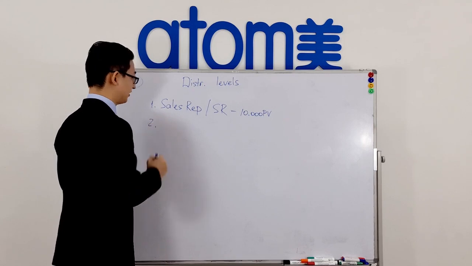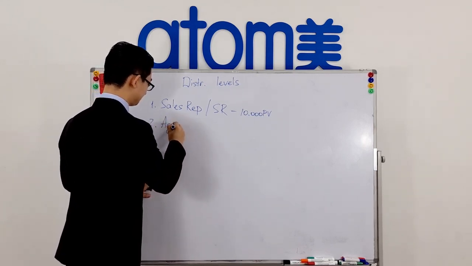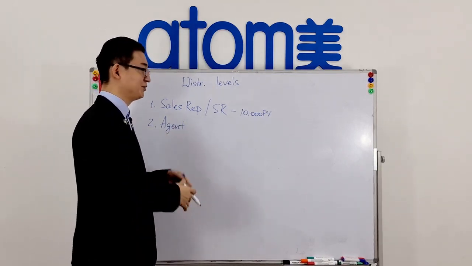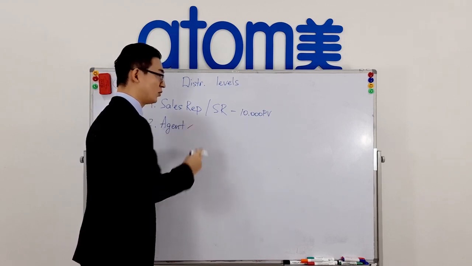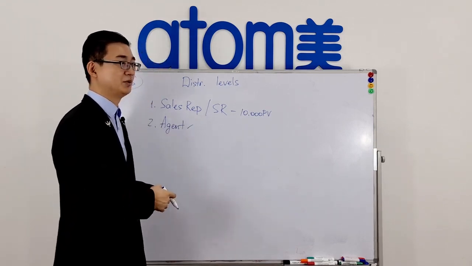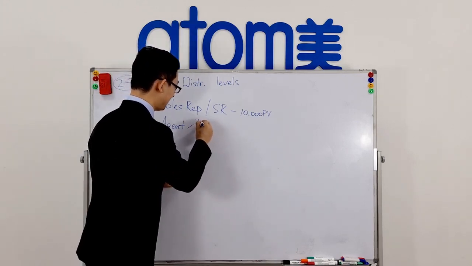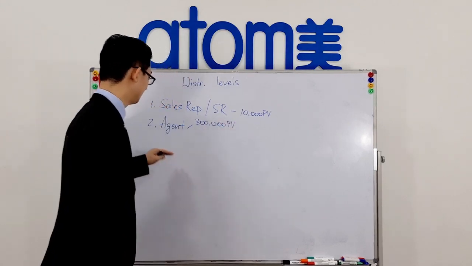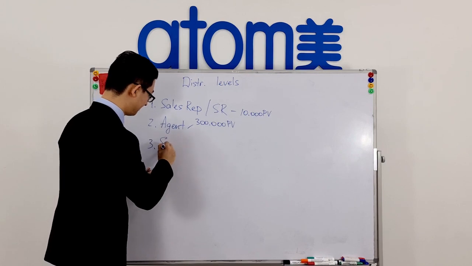So the second level of distribution is called agent. And from this level on, there are 2 ways in order to achieve the distribution level. One way is very straightforward and simple to understand, the personal PV. So when you have 300,000 personal PV or more, you become an agent. The third level of distribution is special agent.